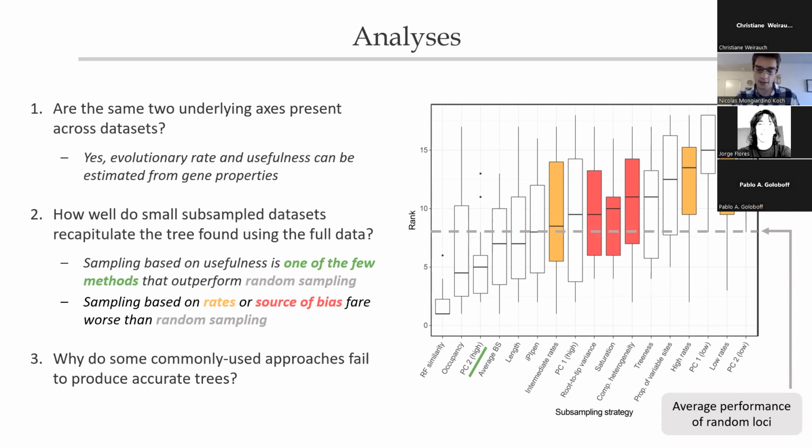And I'm not going to touch much upon why minimizing bias is a bad strategy. I already introduced an example that showed that in general, when we're dealing with empirical data sets, minimizing biases such as saturation or compositional heterogeneity is more or less the same as minimizing rate.